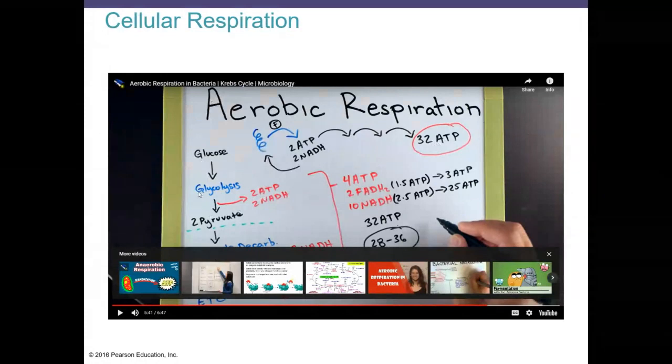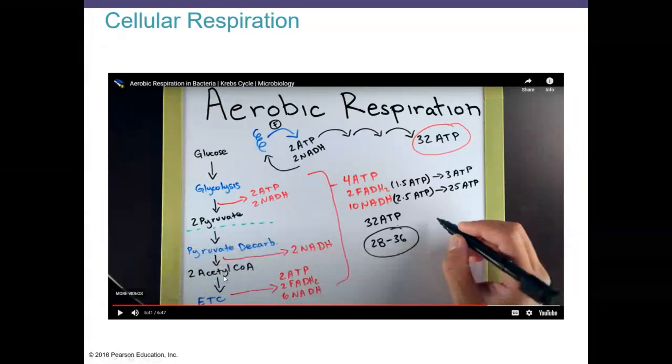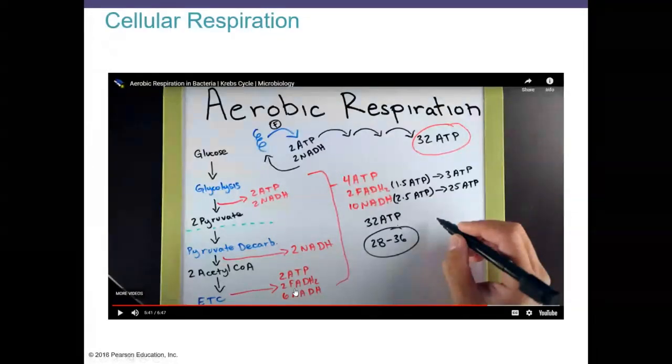So we're going to talk about glycolysis, and we're going to talk about the Krebs cycle, and we'll talk about the electron transport chain, right? Those are the 3 steps in cellular respiration. We're also going to talk about fermentation later. He talked about it first and then went into the aerobic.